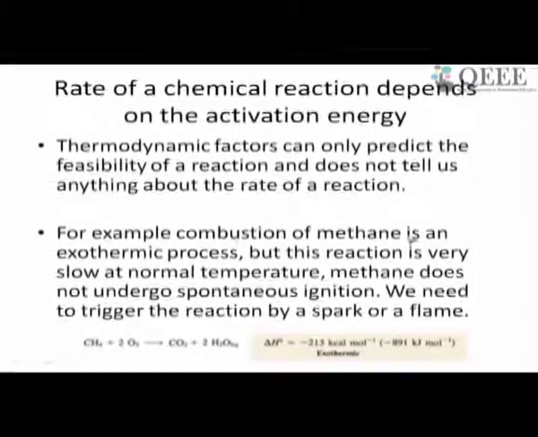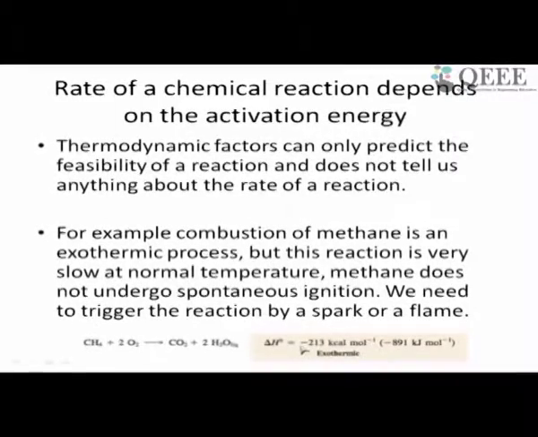For example, combustion of methane, as I just explained, is an exothermic process, but this reaction is very slow at normal temperature. Methane does not undergo spontaneous ignition. We need to trigger the reaction by a spark or a flame. As you can see, the energy release is quite high, 213 kilocalories per mole, in other words 891 kilojoules per mole. It's a highly exothermic process, but it doesn't happen. You just have to give a spark.